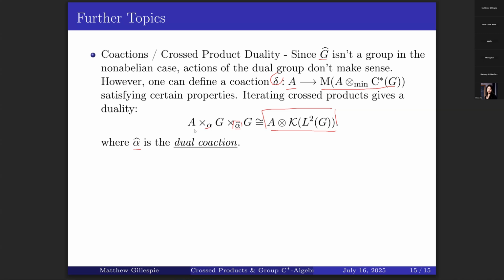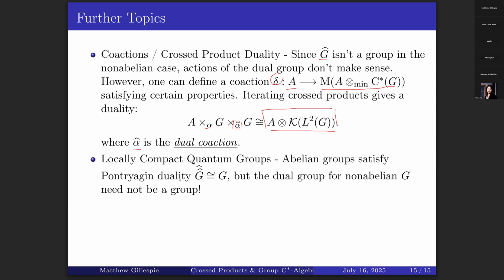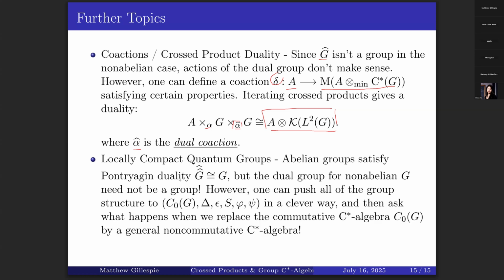And last thing I want to talk about here is more along the lines of what I'm studying now for my thesis, which is what are called locally compact quantum groups. So again, as I said, abelian groups satisfy Pontryagin duality. Non-abelian groups don't, because it doesn't even make sense to talk about a dual group for them. So mathematicians a couple of decades ago really wanted to find a category of objects that would satisfy a generalized version of Pontryagin duality that would encapsulate all groups. And what they ended up settling upon was this notion of a quantum group, a locally compact quantum group in the most general context.